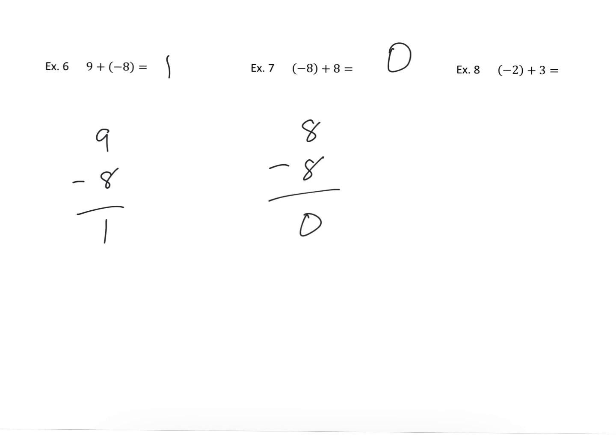Example 8, I have -2 plus 3, so again, different signs. I subtract them. 3 minus 2 is 1. I have to determine should it be a +1 or a -1. My +3 was larger, so it's going to say a +1.